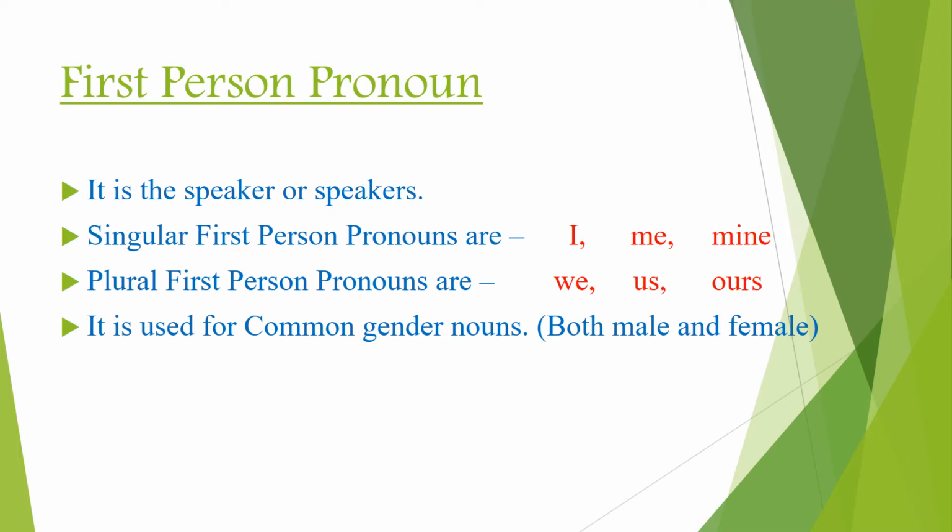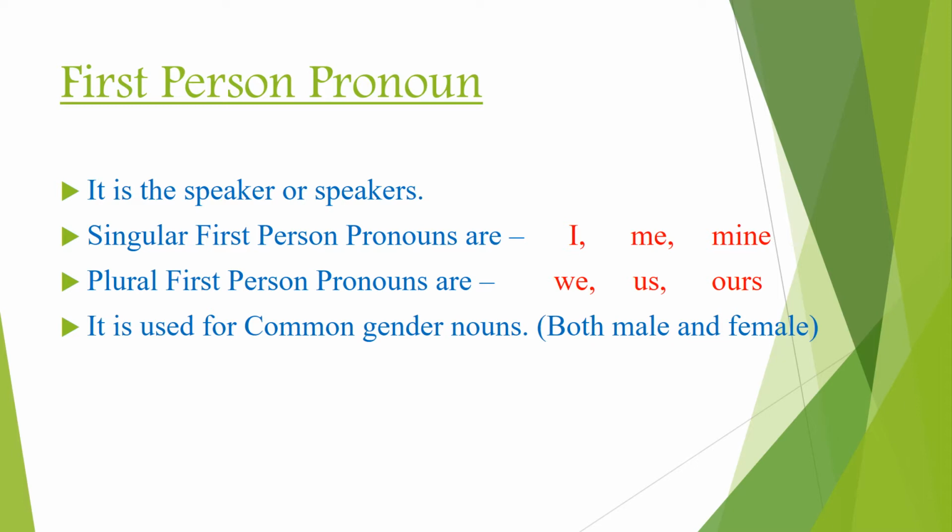Now these first person pronouns are again divided into singular and plural. So first person singular pronouns are I, me, and mine. The first person singular pronouns are I, me, and mine. So if I am the only person who is speaking and I'm singular, I can use for myself I, me, or mine.